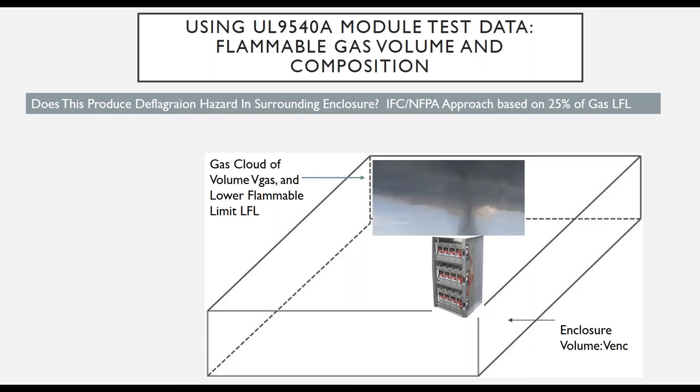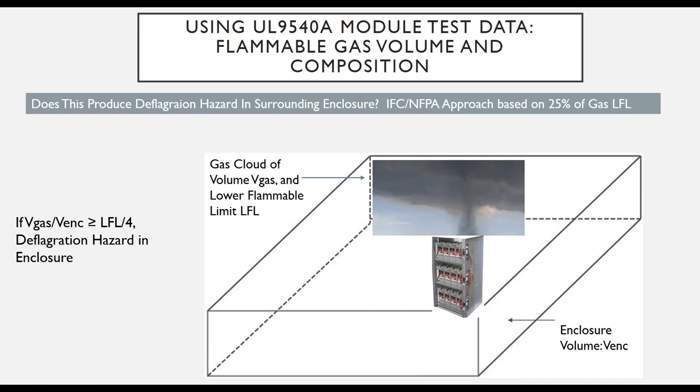Here's a sketch of a module undergoing a generation of volume of effluent gases, flammable gases included, in an installation. And the question posed on the slide is, does this produce a deflagration hazard in the surrounding enclosure? I'll provide two different approaches to answer that question. The first approach is sort of the code-based approach that's based on 25% of the flammable gas lower flammable limit, LFL.